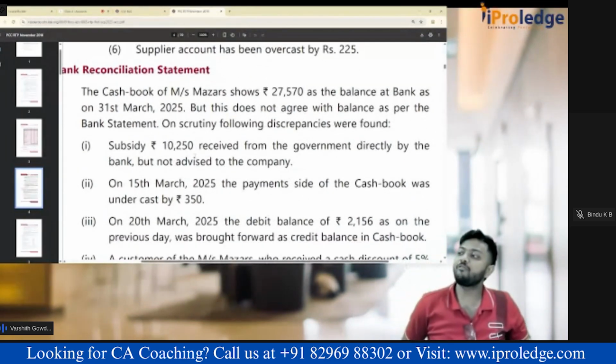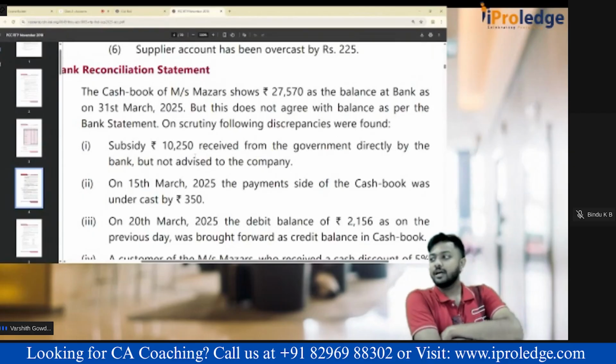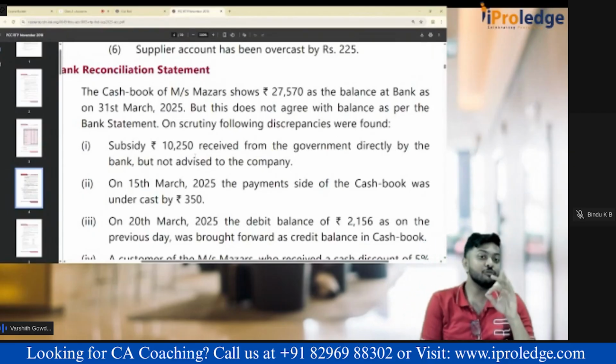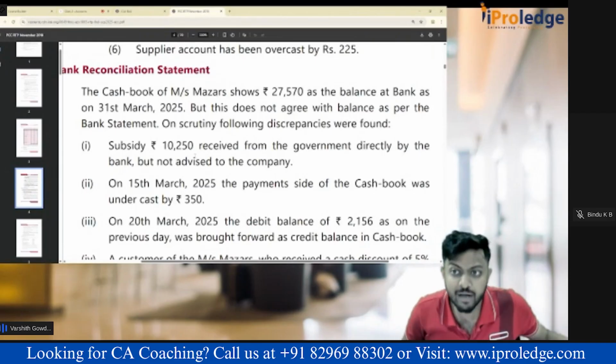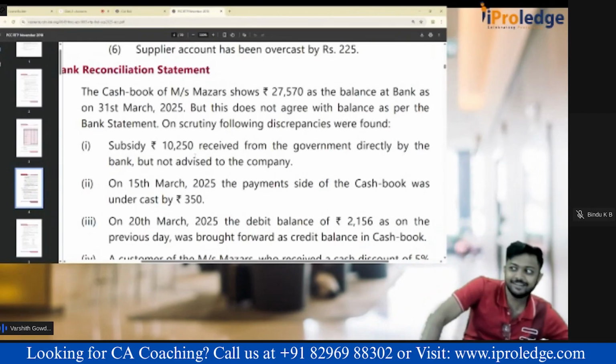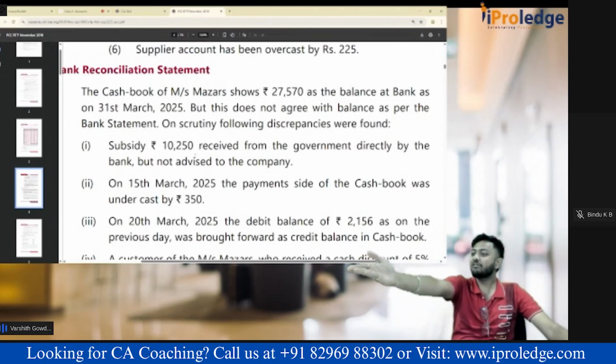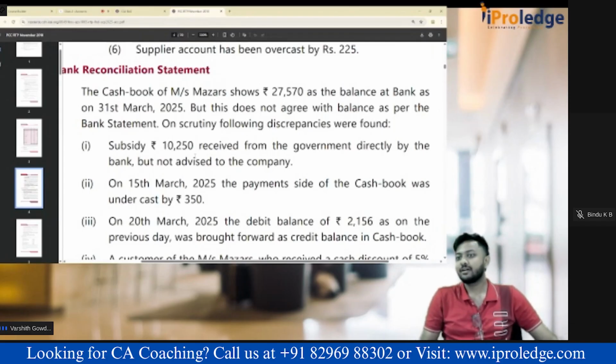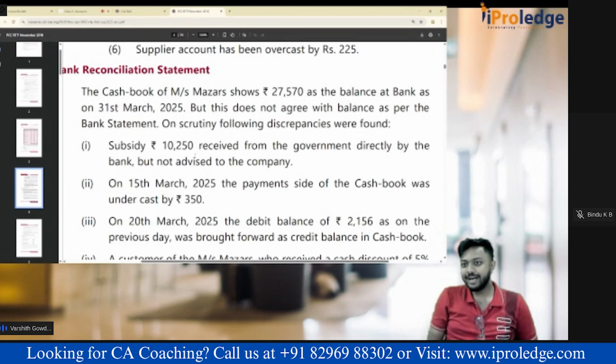Now the cash book of Messrs. Mazar shows 27,570 balance at bank. So which balance have they given, cash book balance or passbook balance? They have clearly told us the cash book of Messrs. Mazar shows the balance. Of course, what is the bank column of the cash book? It reflects the bank balance only. So they have given us the cash book balance, which is 27,570. So we'll start BRS from there.